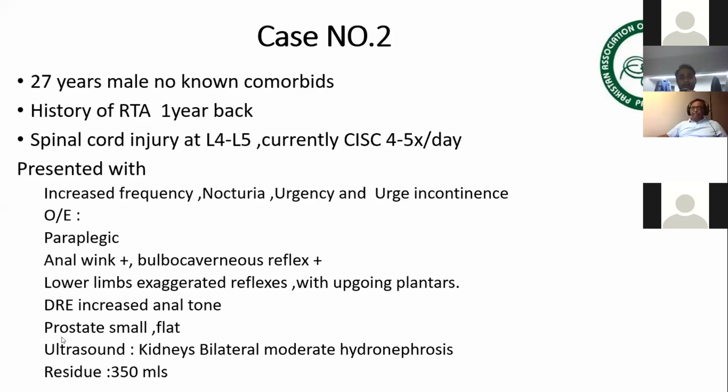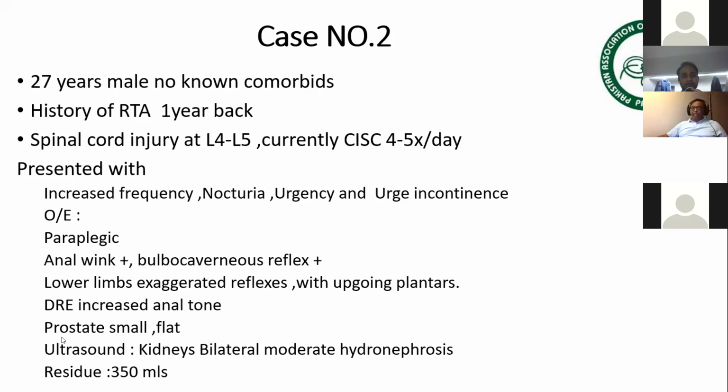So this is the case of a 27-year-old male who had no comorbids. He has a history of a road traffic accident around 1 year back with a spinal cord injury at the level of L4, L5. He is currently doing clean intermittent catheterization 4 to 5 times per day. His presenting complaint was basically urgency and urge incontinence with increased frequency. On examination, we have a paraplegic patient whose sensations are intact.